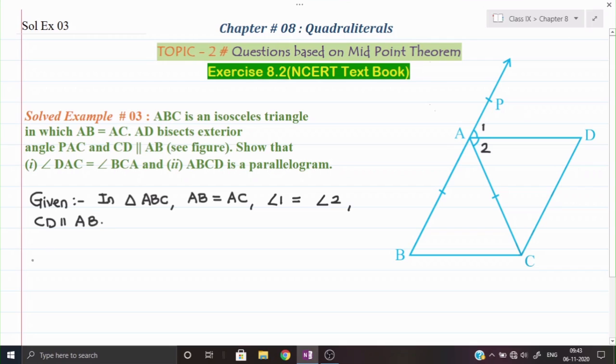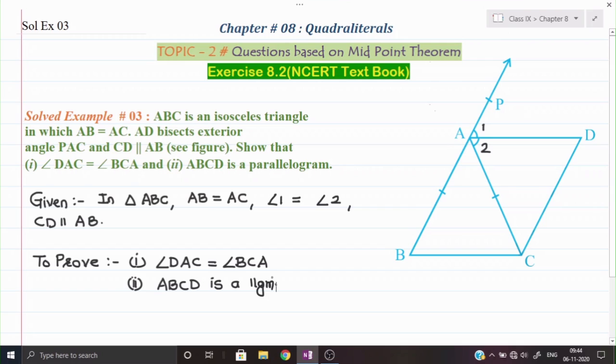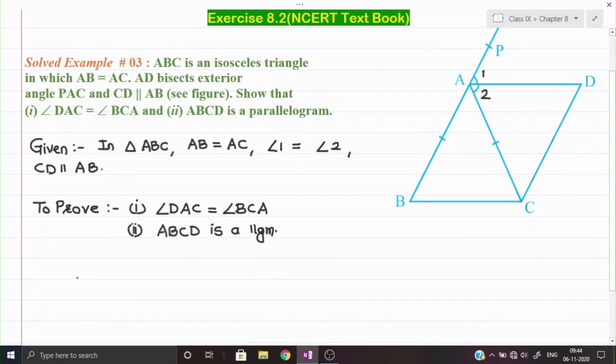Now, what we need to prove, we will mention here. In the to-prove section, the first part is to prove that angle DAC is equal to angle BCA. And the second thing we need to prove is that ABCD is a parallelogram. Now let us see the proof.